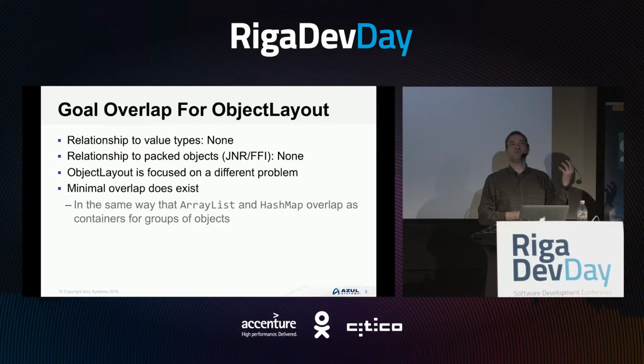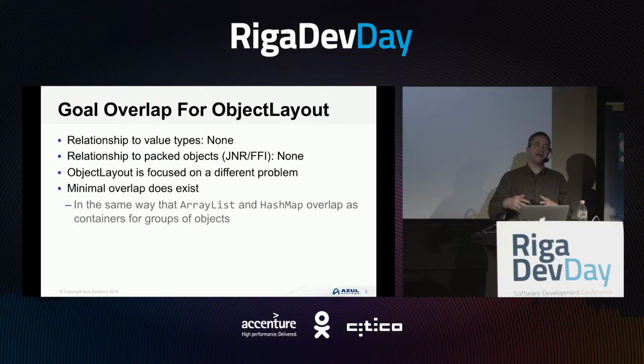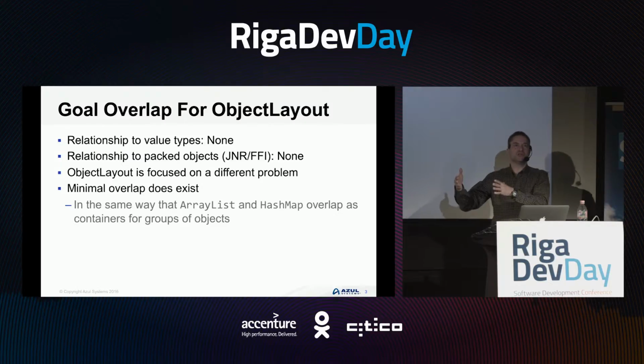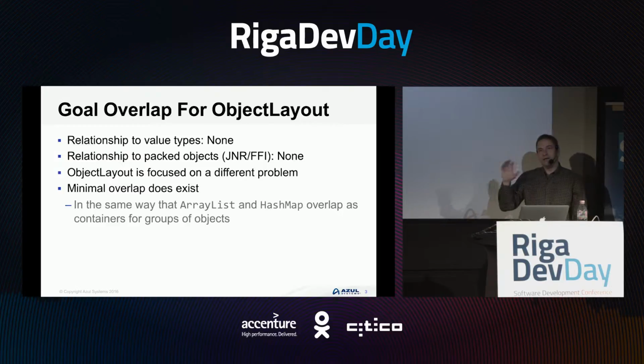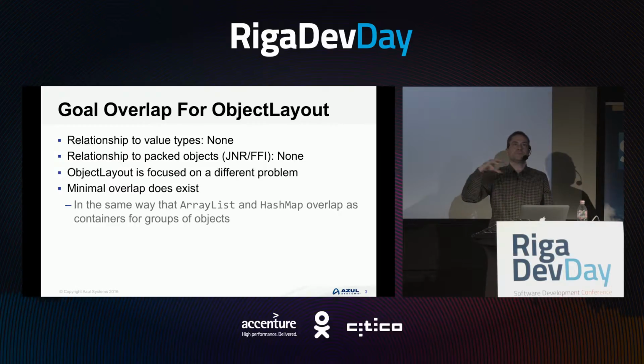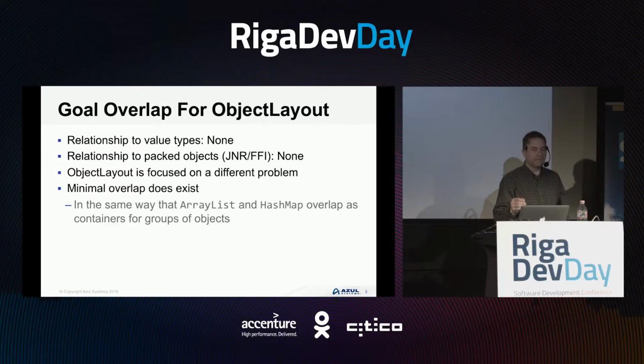So if you wanted to treat something like an int as if it were an object, then a value type is something that you would use for that. So you could potentially have a collection, a list of ints rather than integers. In terms of the relationship between value types and object layout, there's no overlap in terms of the goals.